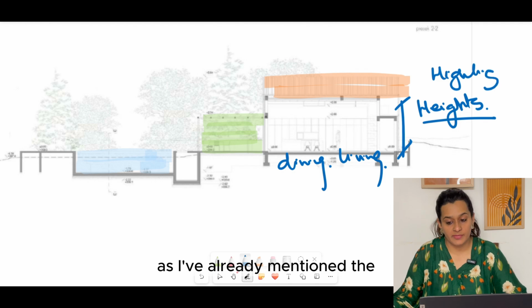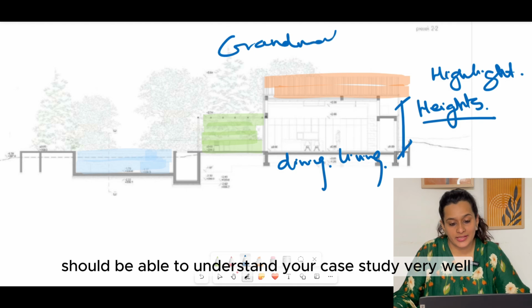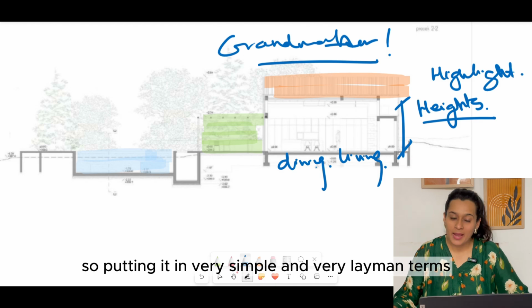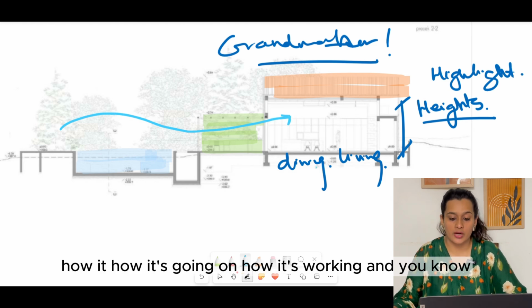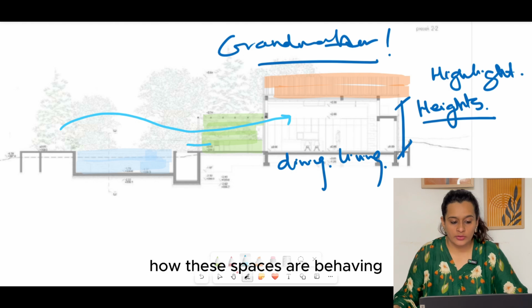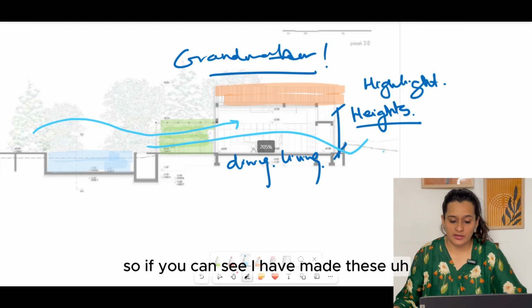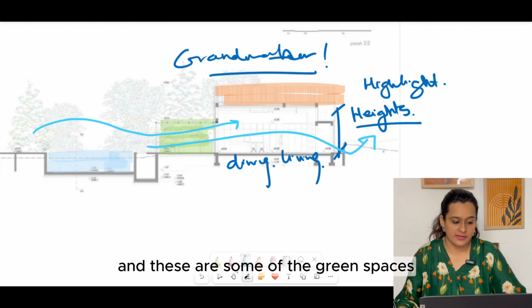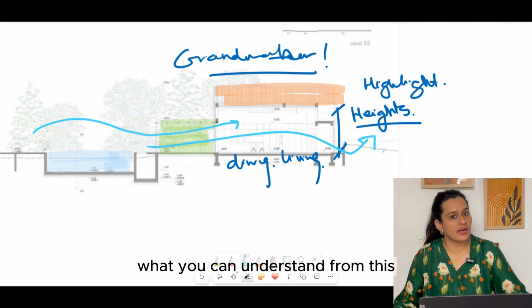little bit. As I've already mentioned, the grandmother theory, your grandmother again should be able to understand your case study very well. So putting it in very simple and very layman terms, you have to understand this case study. At the area of your natural light and ventilation, how it's going on, how it's working, and how these spaces are behaving. If you can see, I have made these sort of cross ventilation arrows as well, and these are some of the green spaces. This is your swimming pool, and how the connectivity is going on is something you can understand from this.